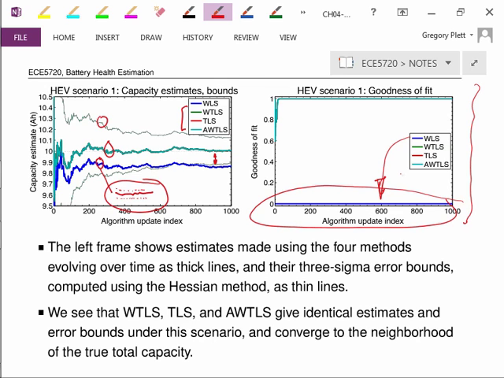Looking at the 3 other methods, the weighted totally squared, the totally squared, and the approximate weighted totally squared give identical estimates, and they give identical error bounds in this scenario, and they all converge to the neighborhood of the true capacity after a few algorithm updates, in the order of 100. After that, they really settle down and they behave very well. And the truth is always within the error bounds of the estimate.